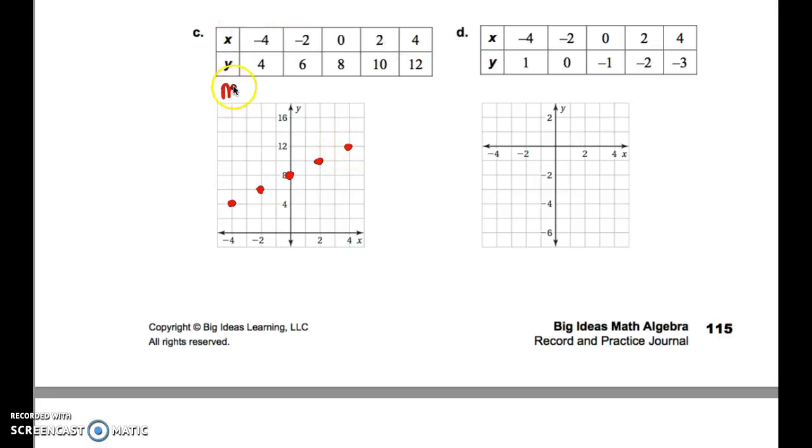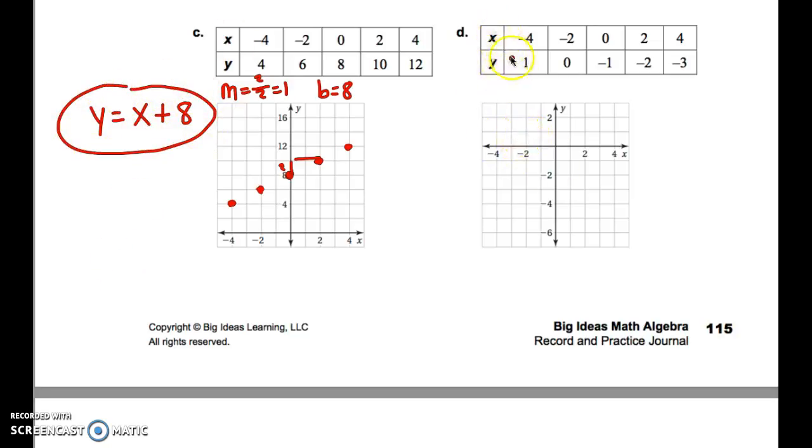Okay, so my slope, let's see, if I just start right here, I'm rising 2, and I'm running 2, so my slope is actually 1. And then it crosses the y-axis right here at 8, so my equation for this one would be y equals 1x, but remember you don't need the 1. So just y equals x plus 8.